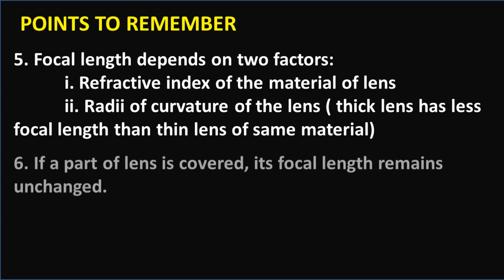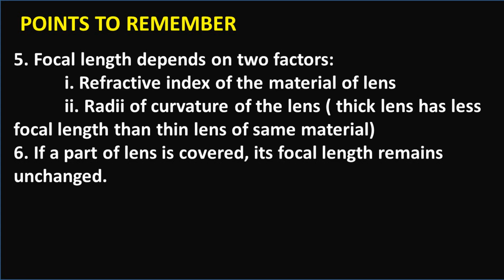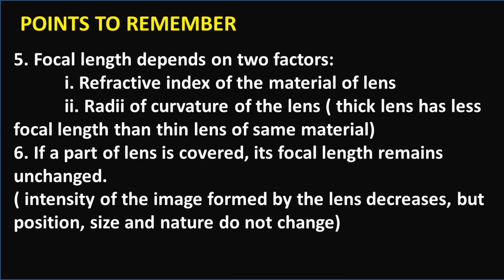Number 6, if a part of the lens is covered, its focal length remains unchanged. Only the amount of light entering the lens decreases, due to which the intensity of the image formed by the lens decreases. But the position, size and nature of the image formed by it do not change.